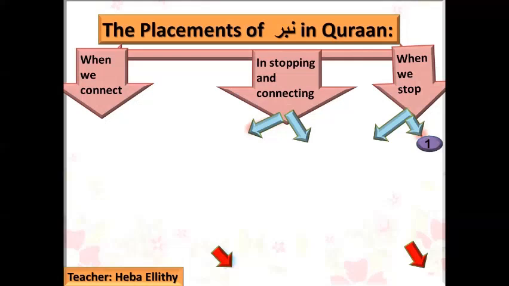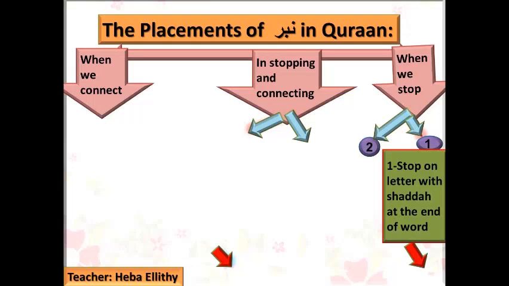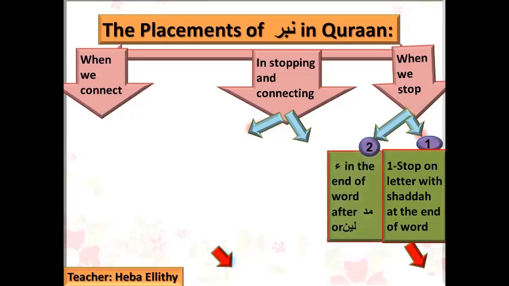When we stop, we have 2 cases where we should make نبر. Case number 1, stop on a letter with a shadda at the end of the word. If there is a letter with shadda at the end of the word and we stop on it, we should make نبر on this letter, except there is an exception for it. We will know it later. Case number 2, when we stop and have Hamza at the end of the word after a mad or lean letter.